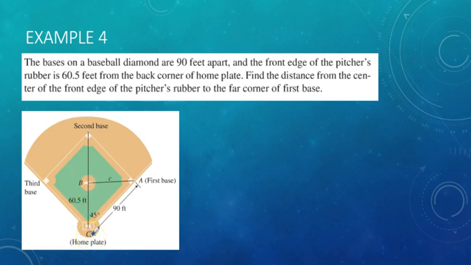What they want us to find is the distance from the center of the front of the pitcher's rubber to the far corner of first base. So basically we just need to find this third missing side of a triangle. Now they've given us that this is a 45-degree angle in here, and they've told us two of the sides of the triangle. So we should be able to use law of cosines to find the missing side C in this case.